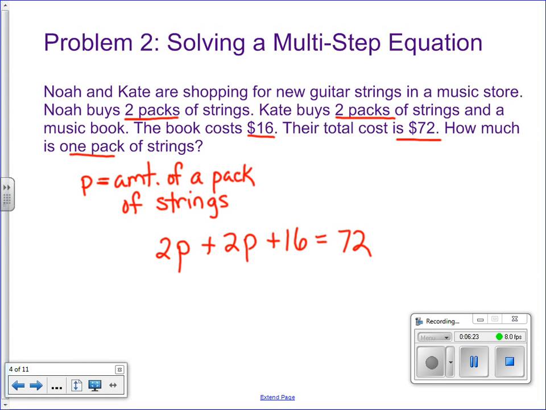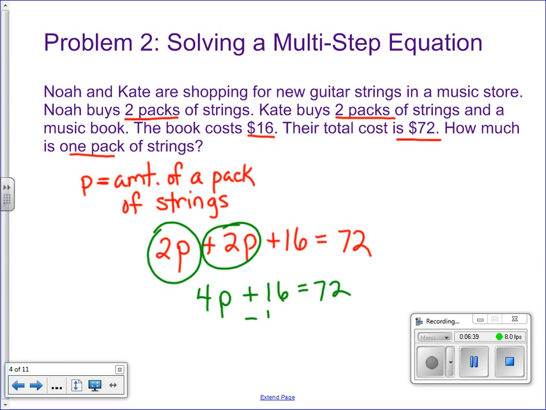The first step that we have to do is to add together our like terms. 2P plus 2P is going to be 4P plus 16 equals 72. Subtract 16 from each side. On the left side, we're left with 4 packs of strings, and they would cost, when we subtract 72 minus 16, we're going to have $56.